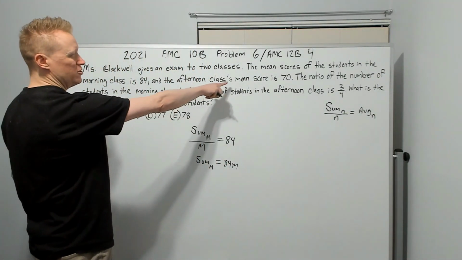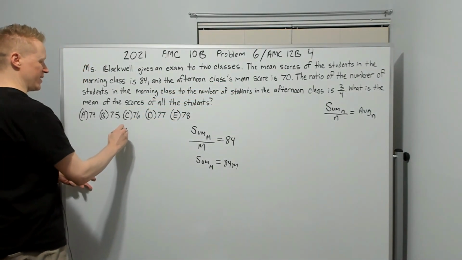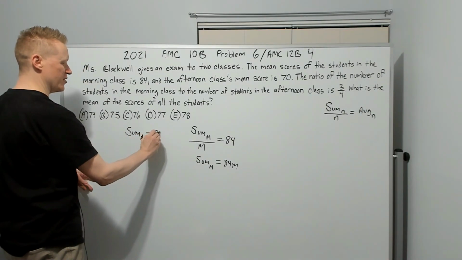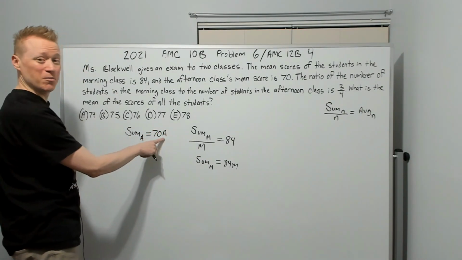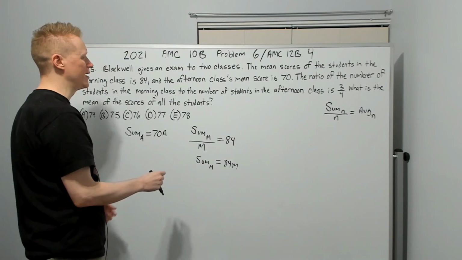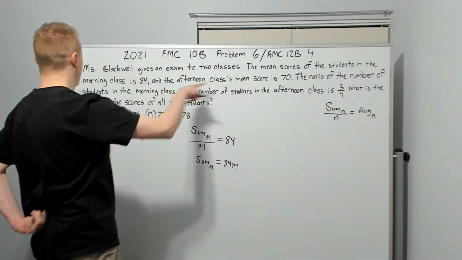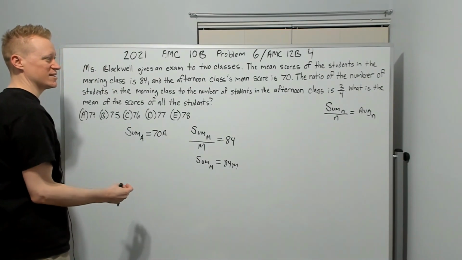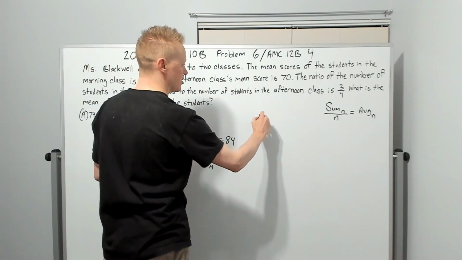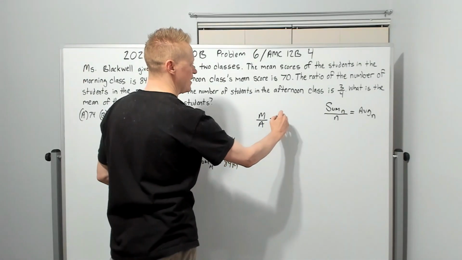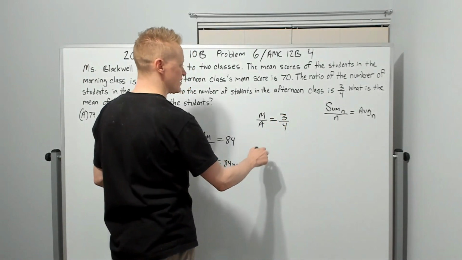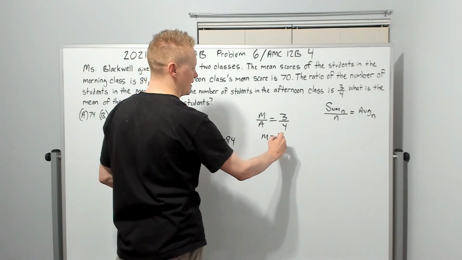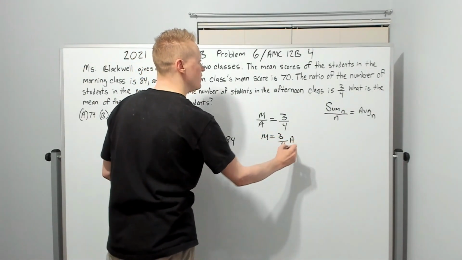And the afternoon class's mean score is 70. So again, this time we're not going to actually write the a underneath because we anticipate multiplying by it. And just to save time, right? The ratio of the number of students in the morning class to the number of students in the afternoon class, so m over a equals 3/4. I'm just going to multiply by a. So m is 3/4 of a.